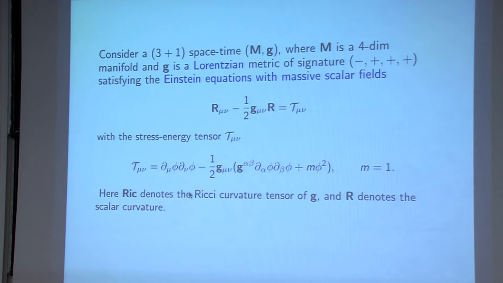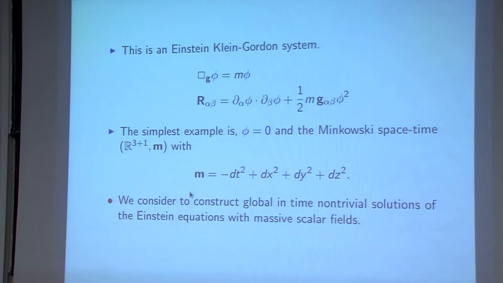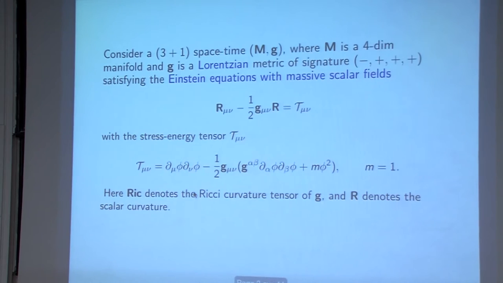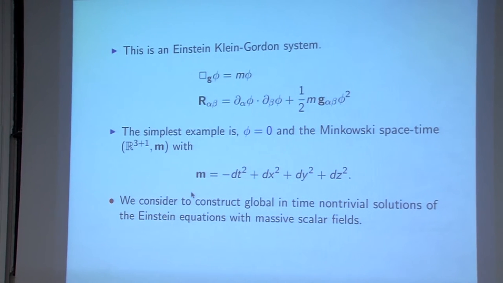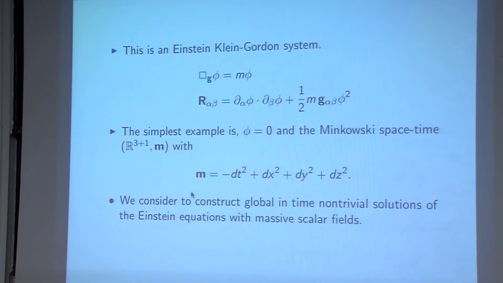Here, Ricci is the spacetime Ricci for the metric g, and R is the scalar curvature. It's the common convention. If you use a simple conservation law, you actually get the Einstein-Klein-Gordon equation directly from the first page. This has two equations. The second line is the equation for the metric, and the first line is the equation for the scalar field, which is a Klein-Gordon equation in the curved spacetime.